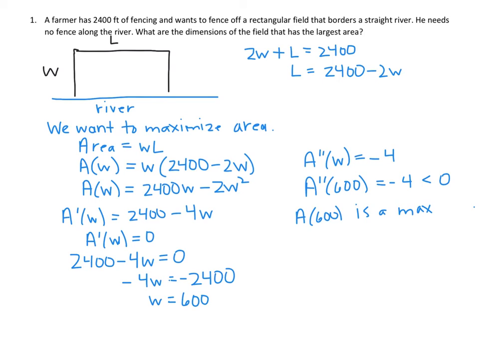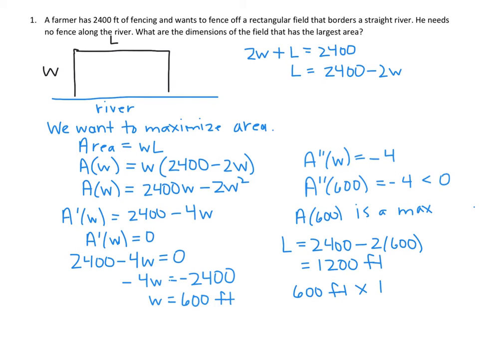So we know that having a width of 600, and in this case our dimensions are feet, so a width of 600 feet gives us a maximum area. Now we need to calculate what the length will be. We know that the length is equal to 2,400 minus 2W. So our length is going to look like 2,400 minus 2 times 600, which comes out to be 1200. Having a length of 1200 creates the maximum area. So our dimensions would be a 600 feet by 1200 feet rectangle.